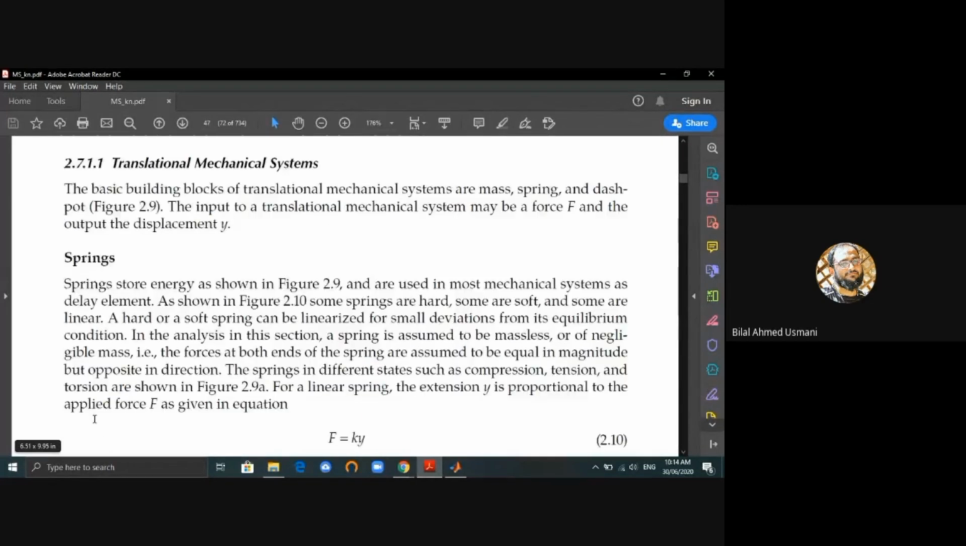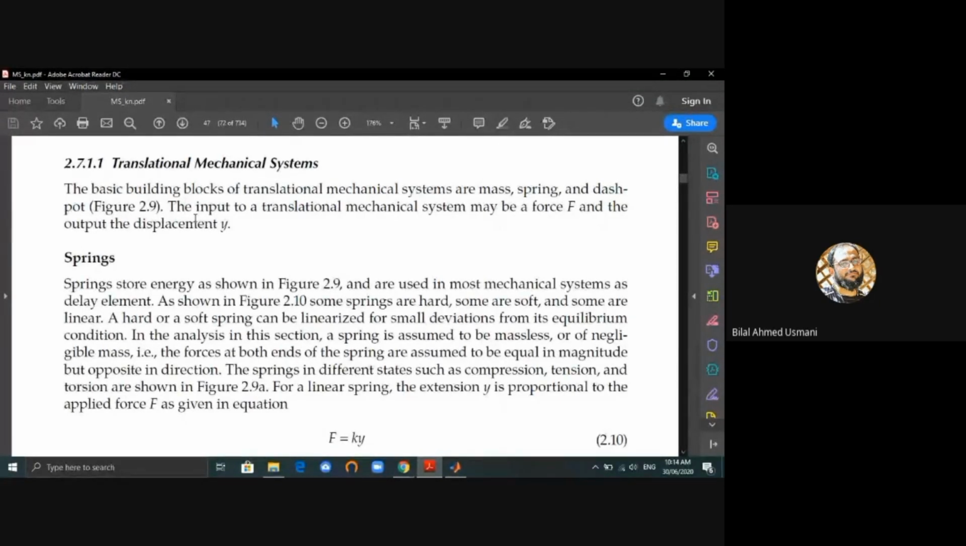Now, the input to the translation mechanical system may be a force, and output would be the displacement. So mostly we are looking at the output and input, and what is actually working in response to that input in order to get you a proper output is actually a spring, a mass, and a dashpot. So that would constitute a translational mechanical system. So we will look at each component separately.